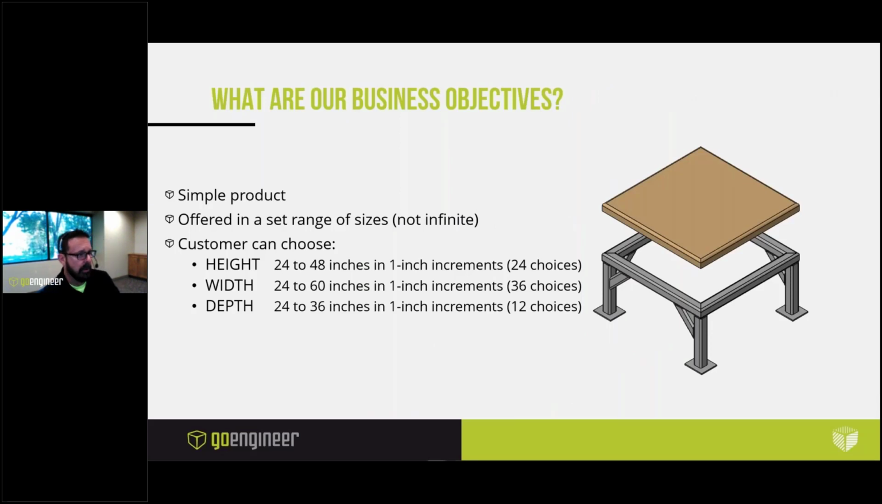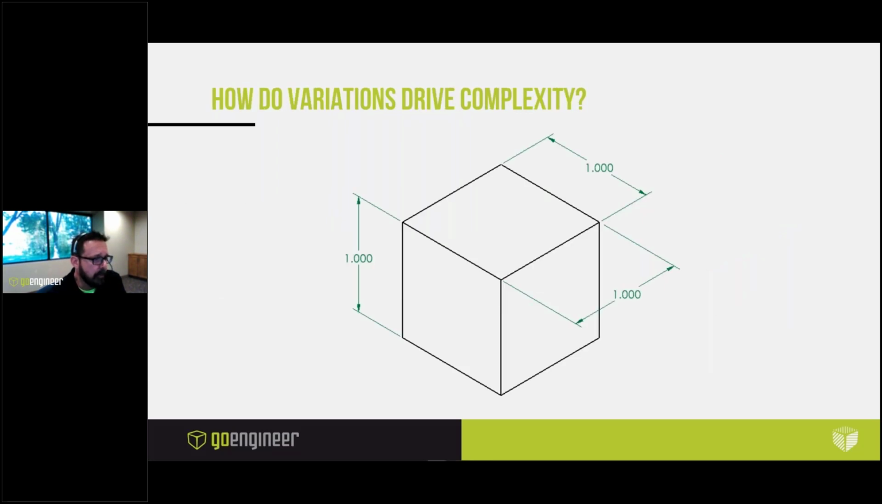All right, so let's go back and take a look at our business objectives again, right? So we've got the simple table. We want to offer it in a range of sizes, not infinite, but a pretty modest array of choices for height, width, and depth. But this is where we have to measure the water before we dive into the deep end.